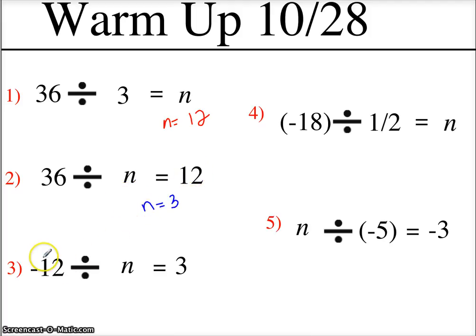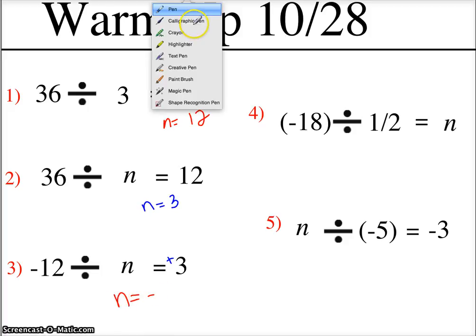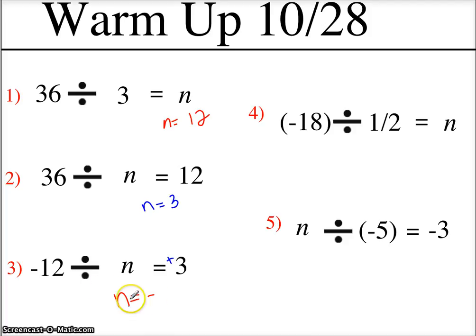Okay. Now, for number 3, we have a negative number divided by something equals a positive number. So if this is positive and this one over here is negative, then this number must also be a negative number. N must equal some sort of negative number here. Okay. Now 12 divided by something, negative divided by negative is a positive. I got the positive part right. All I do is figure out the number. So 12 divided by 4 should equal 3.